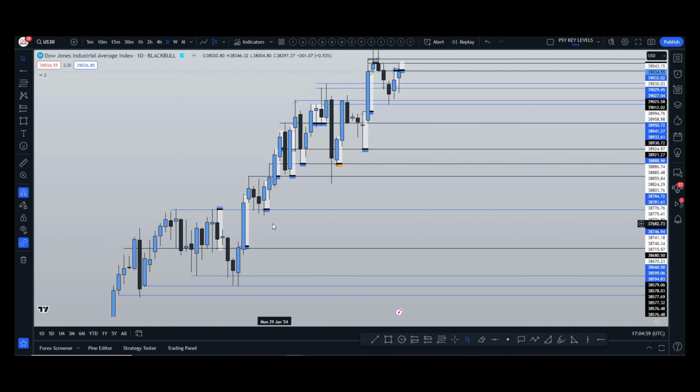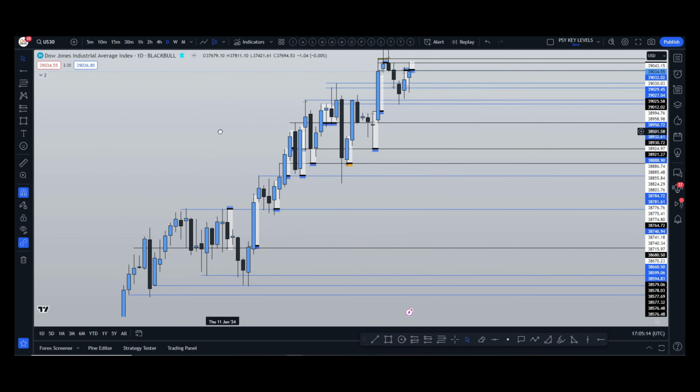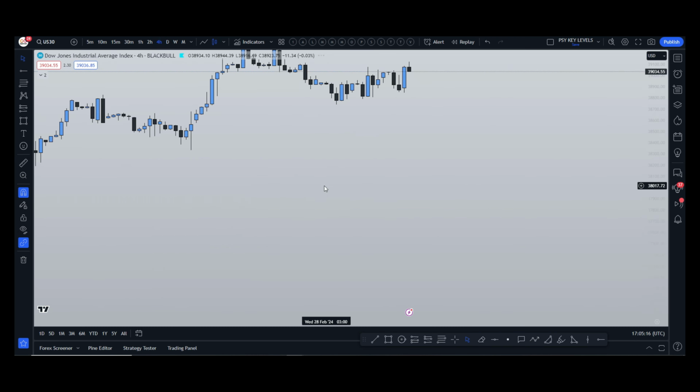Now this is on the daily, so these wicks have value. Like this one would also be a blue wick. If I just change the color of this, just seeing this one. Okay, don't do too much blue. Now the black ones would be the 4-hour wicks. So let's break this down.